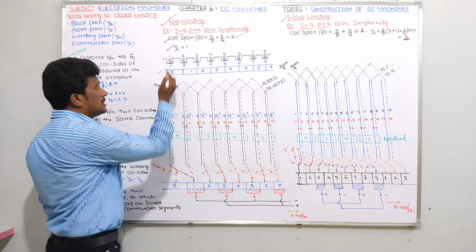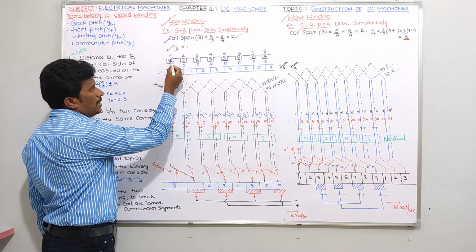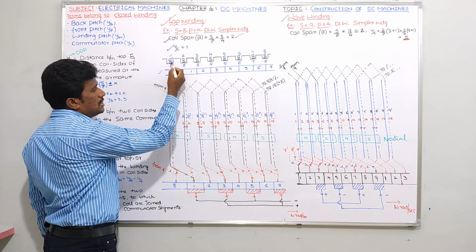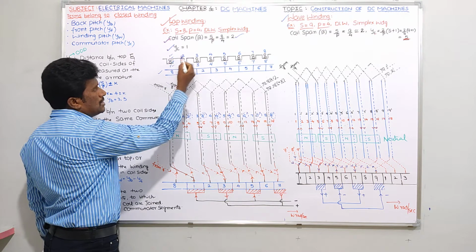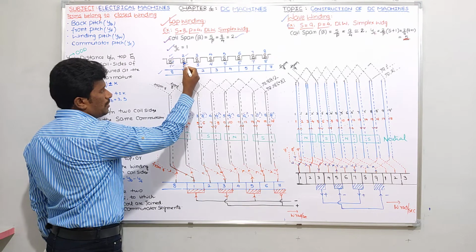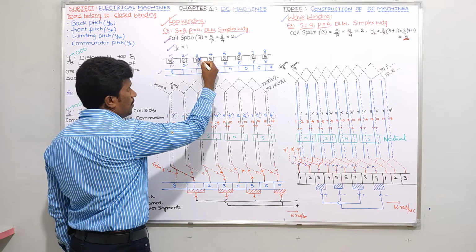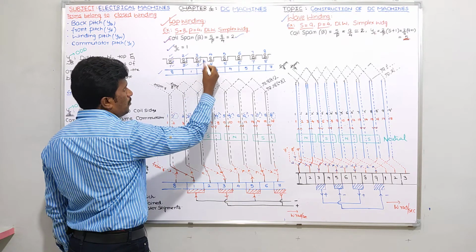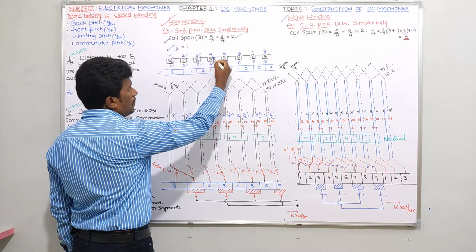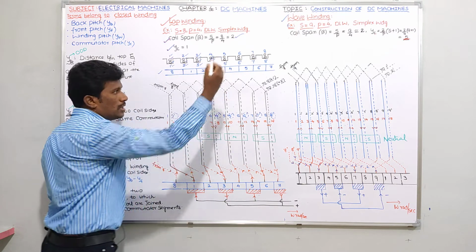And if you see this one here, conductor number 1 is placed in the top layer. Conductor number 1 dash is placed in the bottom layer. Similarly, conductor number 2 is placed in the top layer. Conductor number 2 dash is placed in the bottom layer. The third conductor is placed in the top layer. 3 dash is placed in the bottom layer. The fourth conductor you place in the top layer, 4 dash can be placed in the bottom layer, and so on.